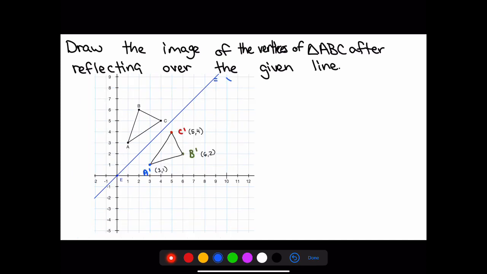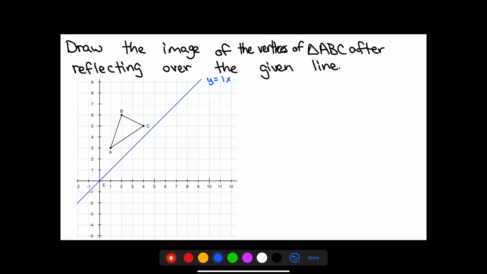1x plus 0, which is also the line y equals x. So these two are the same exact line. Now, we have a rule for reflecting across the line y equals x, and that rule is (x, y) turns to not (-y), but just (y, x). So I just flip my x and my y values. They just flip places. So looking at point A, it is at (1, 3). So A prime should be at (3, 1).